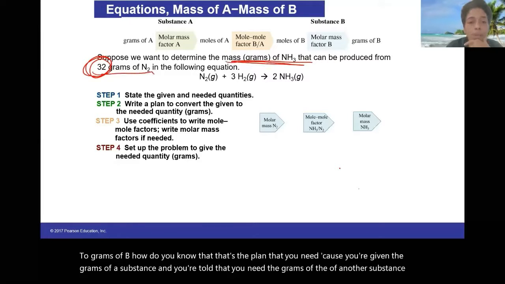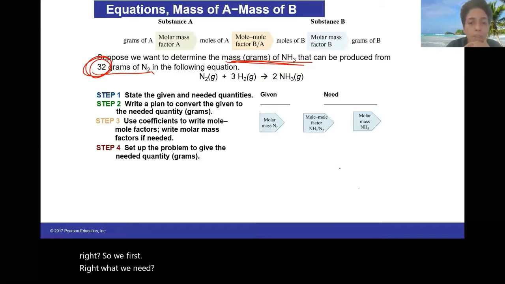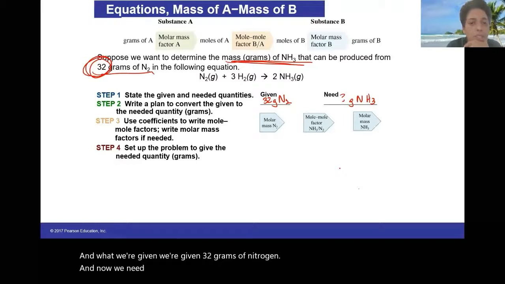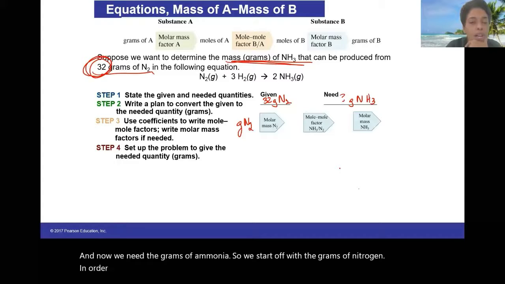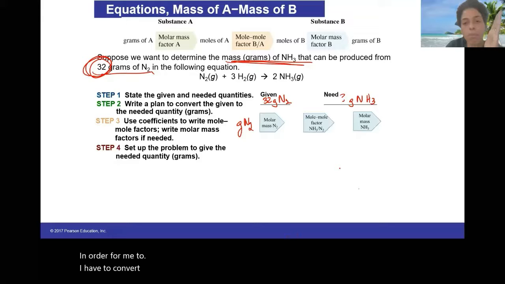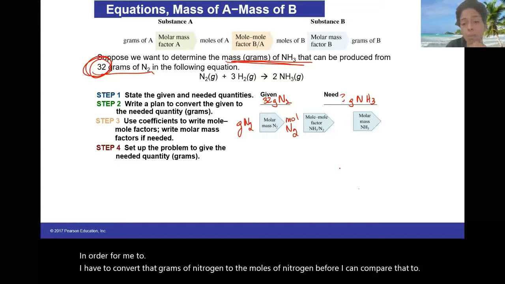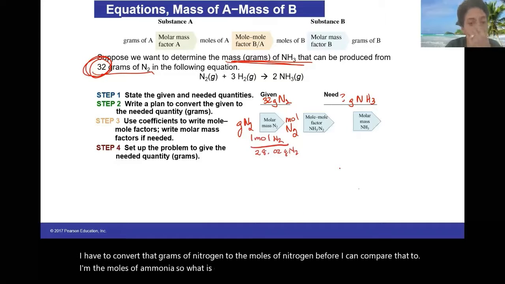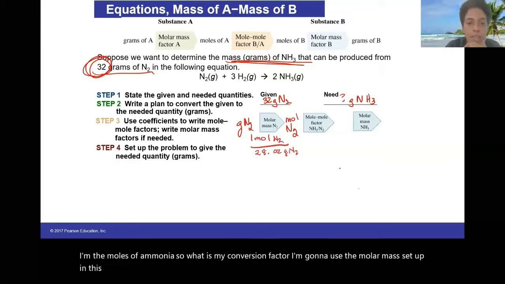So we first write what we need and what we're given. We're given 32 grams of nitrogen, and now we need the grams of ammonia. So we start off with the grams of nitrogen. I have to convert that grams of nitrogen to the moles of nitrogen before I can compare that to the moles of ammonia. So what is my conversion factor? I'm going to use the molar mass set up in this direction where I would cancel out the grams.